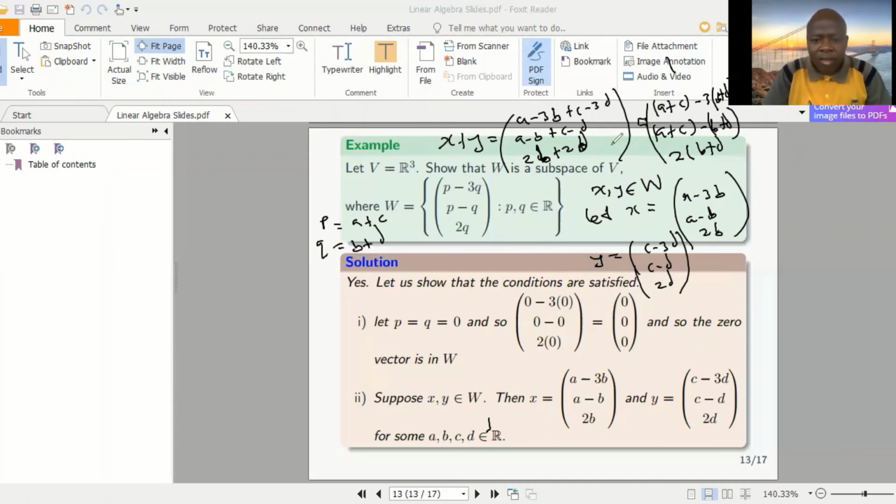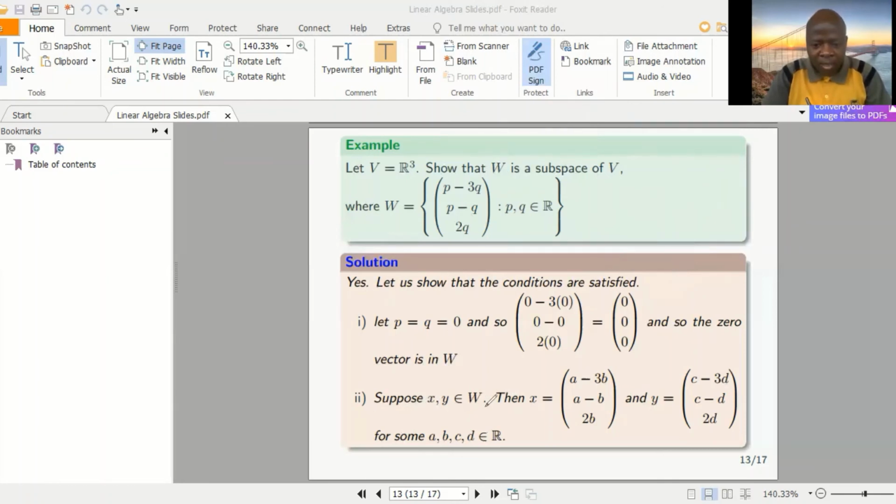So you notice that what I have here is p minus 3q, and here p minus q, and here 2 times q. So this vector is in the format that is needed, and therefore it means the sum of x plus y is in W. That's why I do it, to show that it's closed under addition. But let me show you the working that I had done earlier.